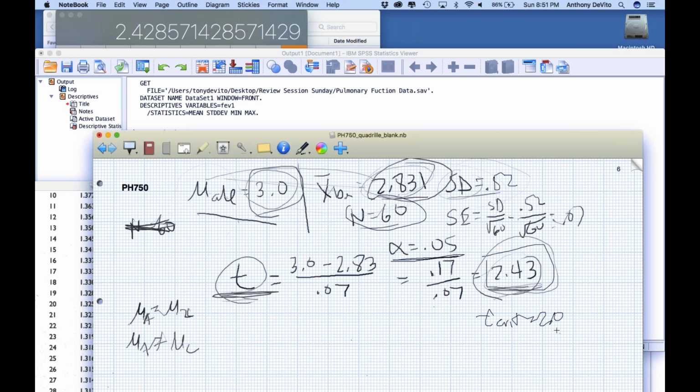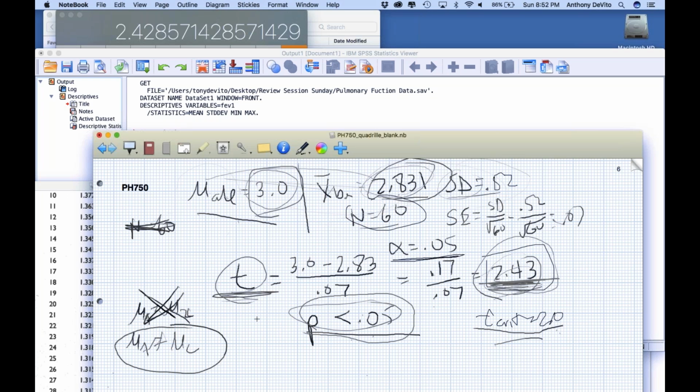Okay, so have I exceeded t critical? Yes, I have. So what does that mean? That means my probability of being wrong is going to be less than 5%. That's what happens when you exceed t critical. When your number is bigger than t critical for that sample size, that means your chance of being wrong if you reject the null hypothesis is less than 5%. And since my chance of being wrong is less than alpha, less than 5%, I reject the null hypothesis and I accept the alternative hypothesis.